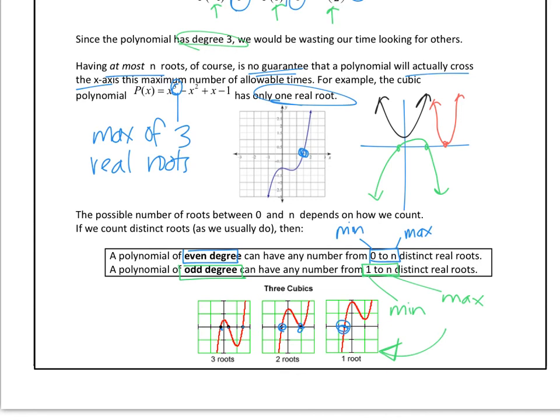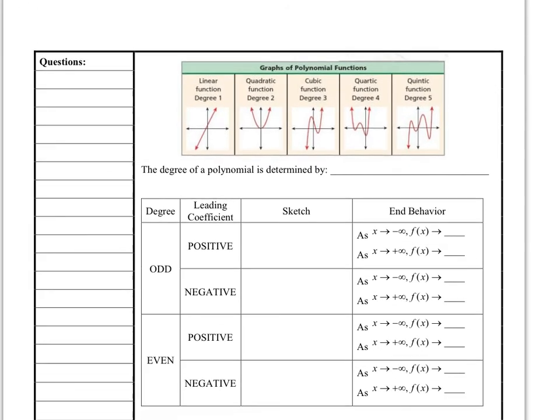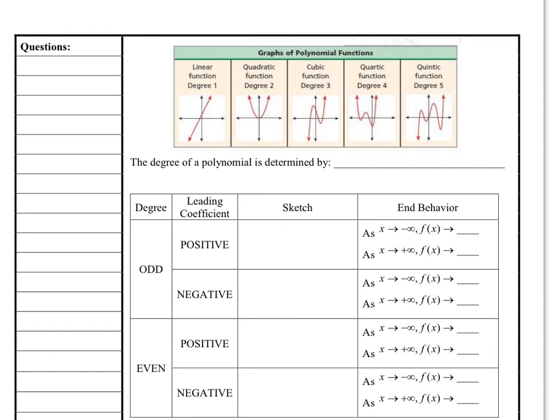So now we're going to flip over one more time to kind of just summarize everything that we've learned in this reading. So up top it says that we've got these different graphs of different degrees. So just so you can see what they look like, it says the degree of a polynomial is determined by the highest exponent on a variable.